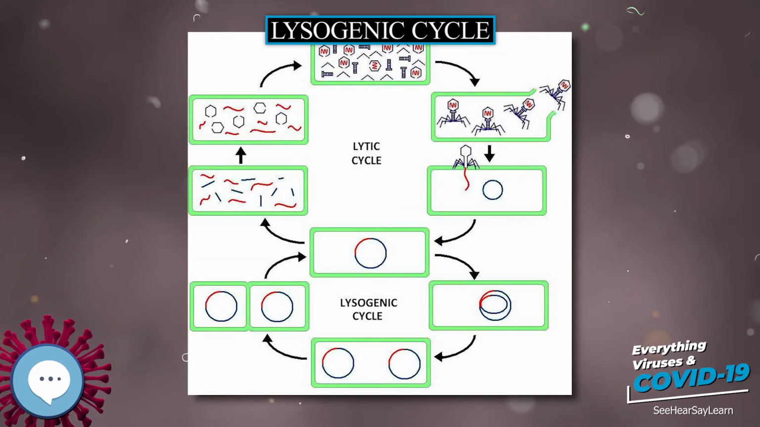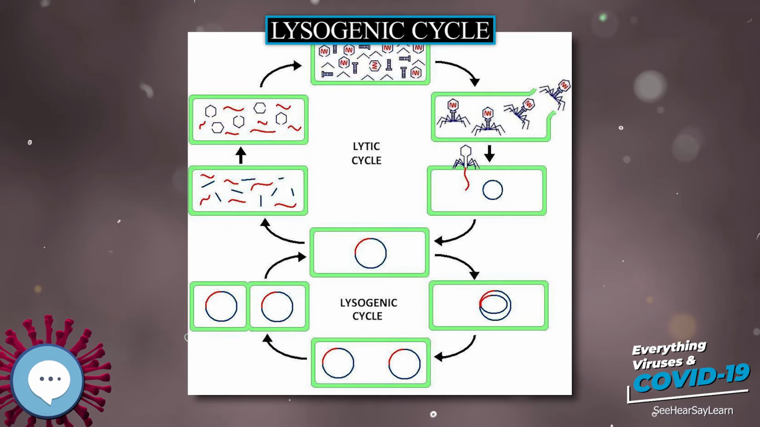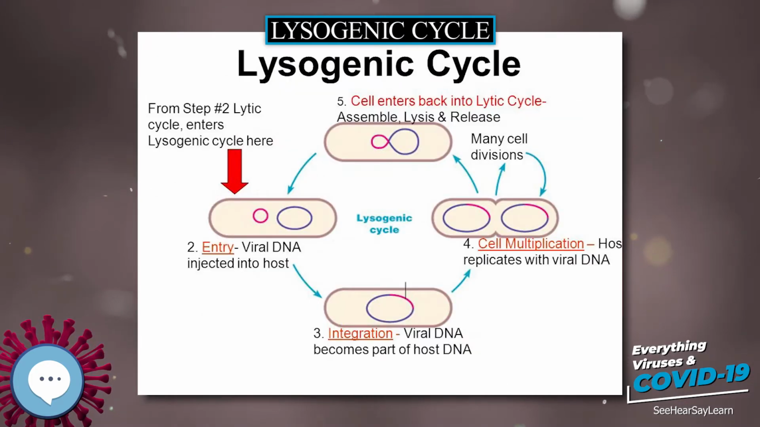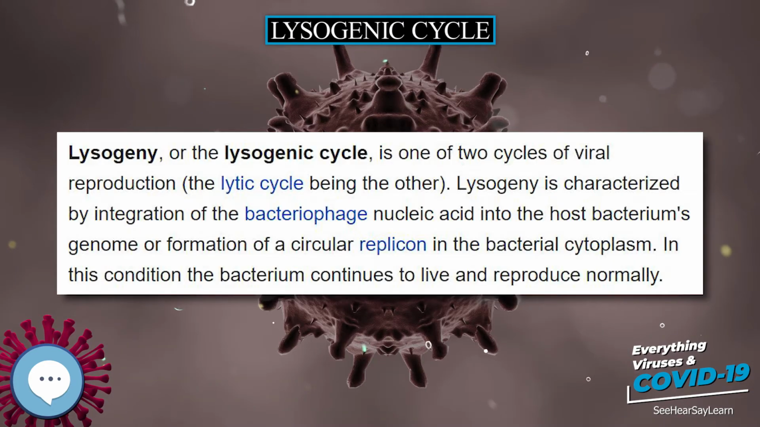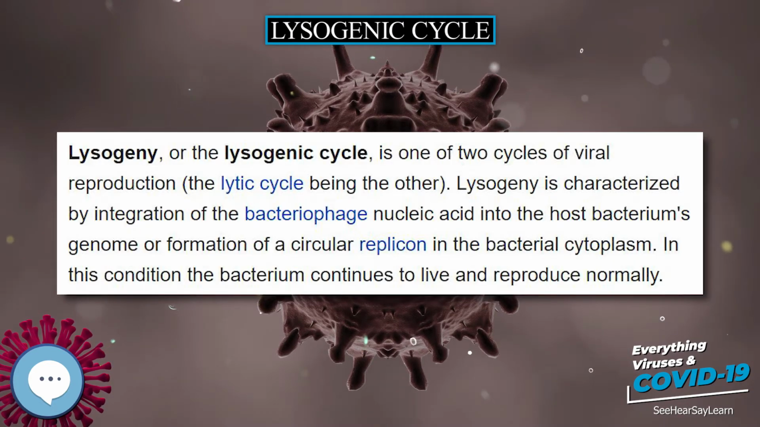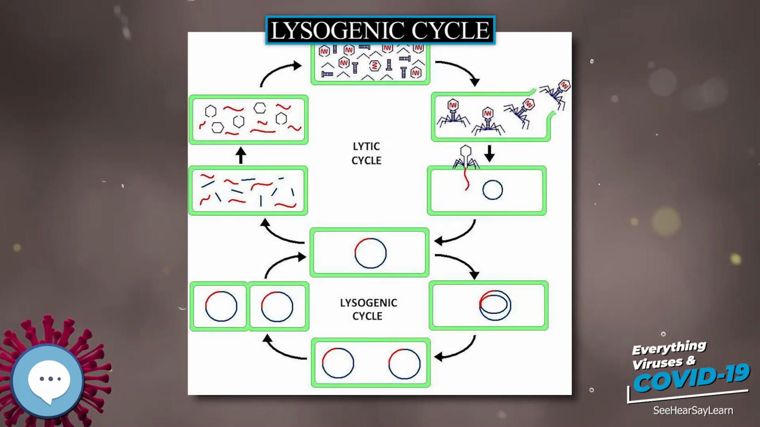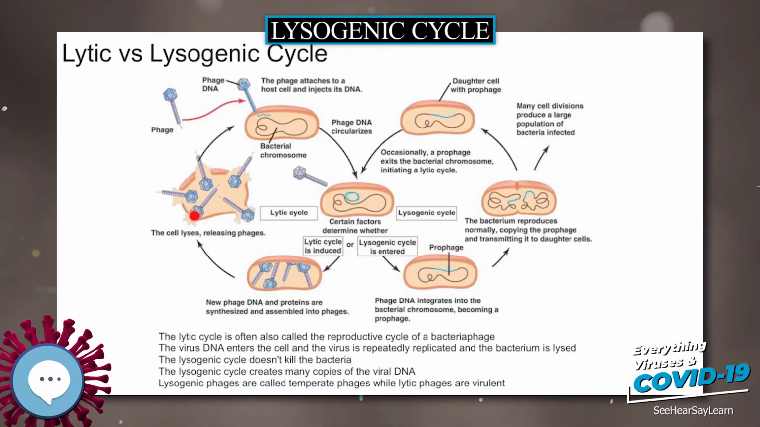In the lysogenic cycle, the phage DNA first integrates into the bacterial chromosome to produce the prophage. When the bacterium reproduces, the prophage is also copied and is present in each of the daughter cells. The daughter cells can continue to replicate with the prophage present, or the prophage can exit the bacterial chromosome to initiate the lytic cycle. In the lysogenic cycle, the host DNA is not hydrolyzed, but in the lytic cycle the host DNA is hydrolyzed.